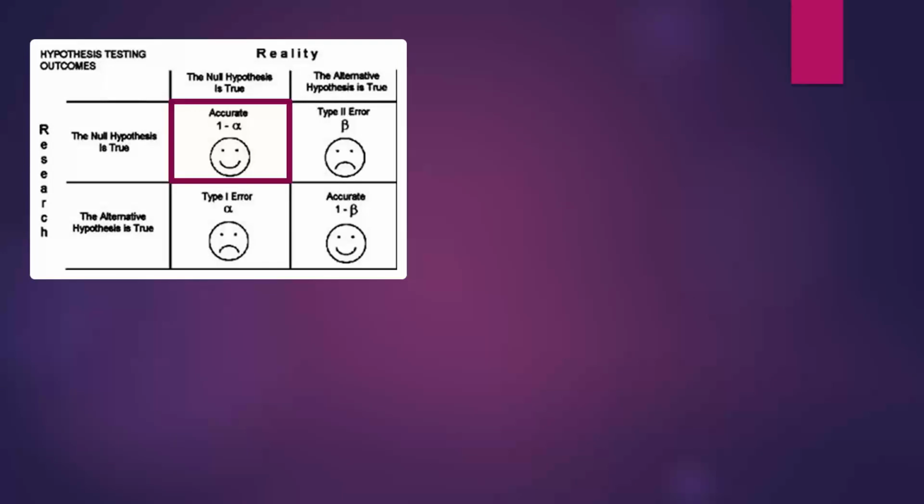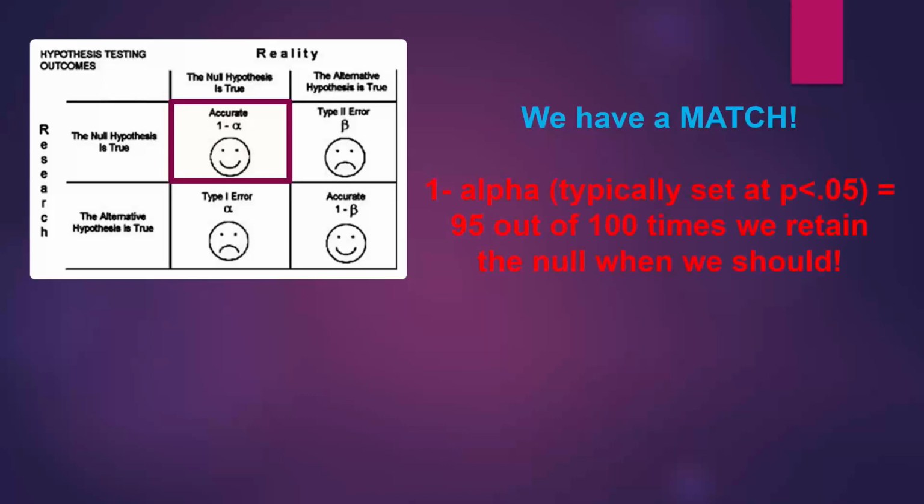Okay, so let's go through a bit more of an example. So here we have a box with hypothesis testing outcomes. Up top we have reality, and on the y-axis we have research. So the first box highlighted is that in reality the null hypothesis is true, and in research we also find that the null hypothesis is true, so there's no group differences. We have a match. And this is reflected by 1 minus alpha, which is typically set at P less than 0.05. So 95 out of 100 times, we retain the null, and we should.